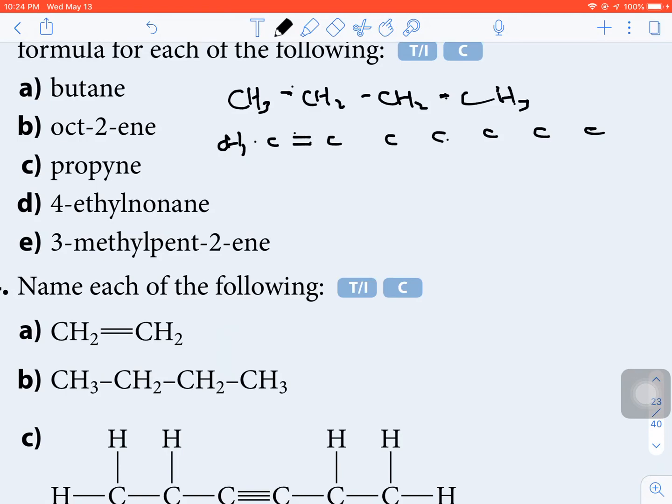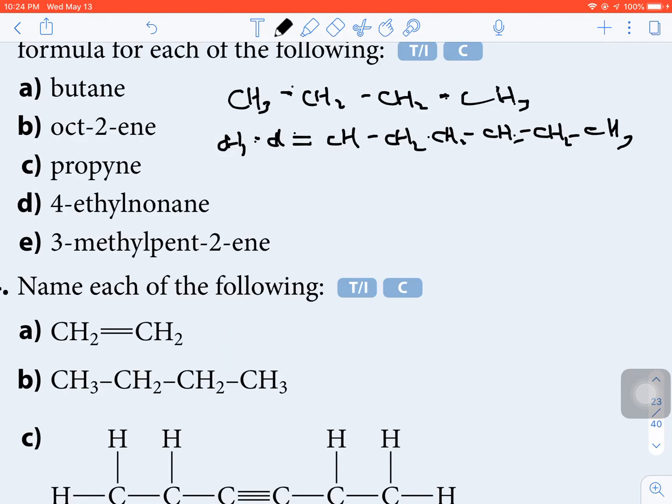This second carbon has 3 bonds associated with it right now, 1 on this side and 2 on the right, so it needs 1 more hydrogen. The third one needs a hydrogen. The fourth one needs 2 hydrogens. Hopefully you're understanding why each carbon has the number of hydrogens that it has, and that is oct-2-ene. A bit messy, but it's oct-2-ene.